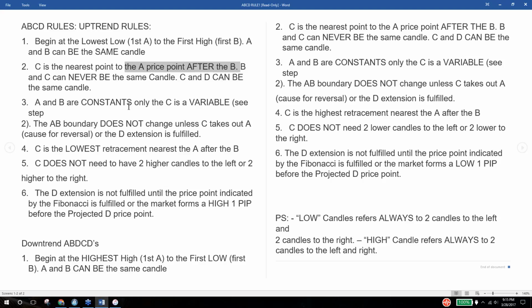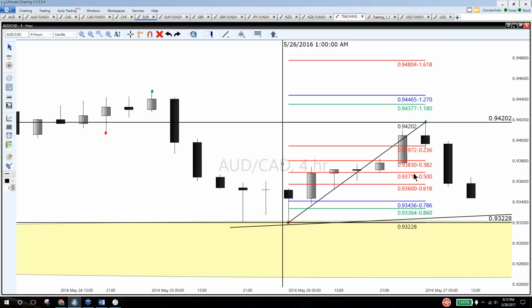The A and the B are constant, ladies and gentlemen, and the C is a variable. Right? Since C must always be the nearest point to the A after the B, if the market goes to a deeper point, you have to update the C. For example, based on what we've discussed so far, let's go right back to the chart. If this is my A, right here, this is my A and this is my B, where is my C retracement?